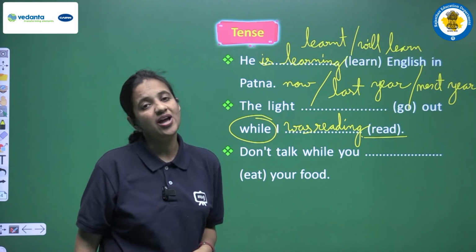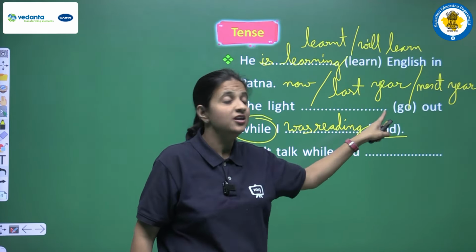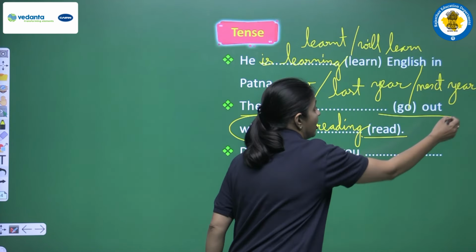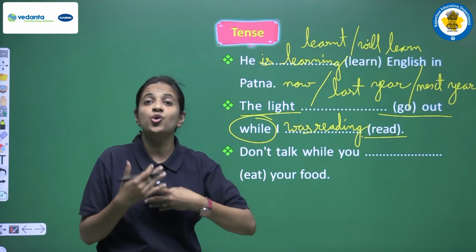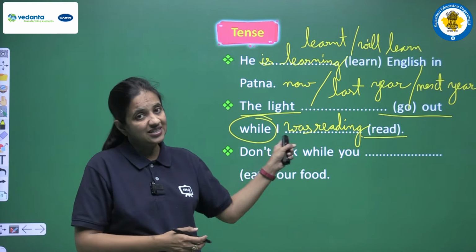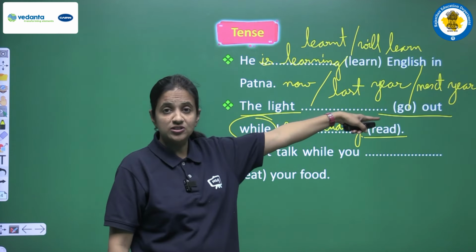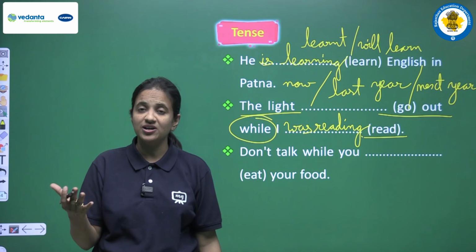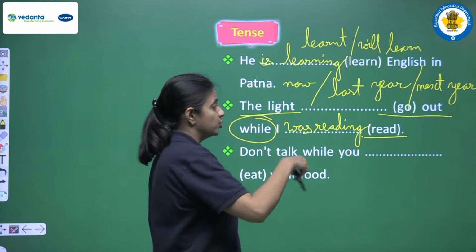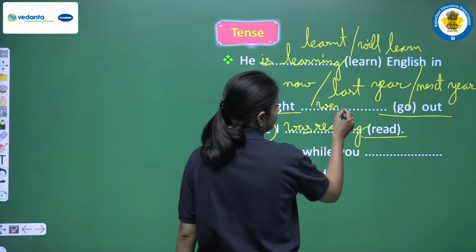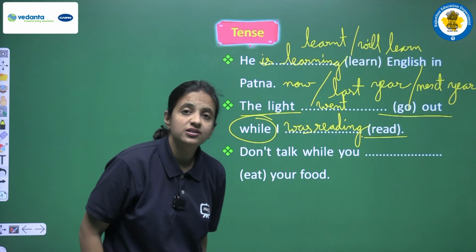No. So this thing you have to observe very carefully, that we won't use continuous tense here, because this action, the light going out, actually happens once only. This is not the action that was going on continuously, right? So in this action we will use past simple tense, and past simple tense means in a positive sentence we have to use second form of the verb, and we won't use any helping verb. So we are having go as a main verb, so we will use second form, that is went. And the sentence will be: the light went out while I was reading.